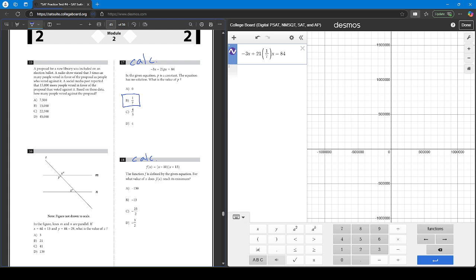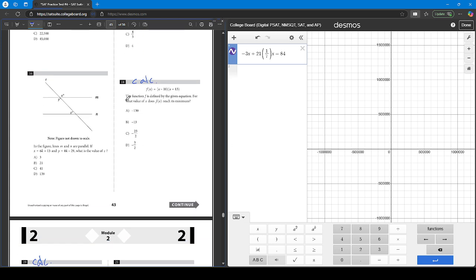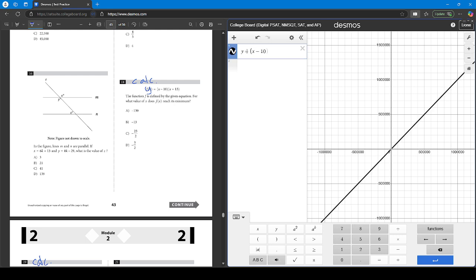And then number 18, the function f is defined by the given equation. For what value of x does f of x reach its minimum? So we want to look at the graph, and instead of calling that f of x, I'm going to call it y. Y equals x minus 10, x plus 13.